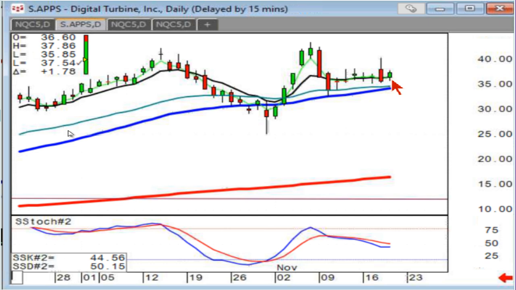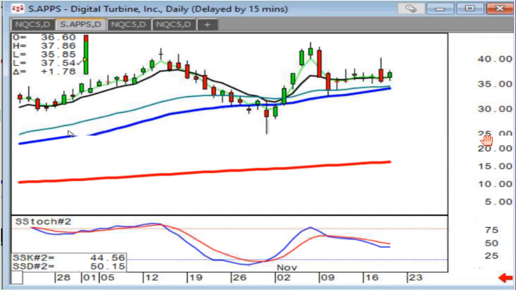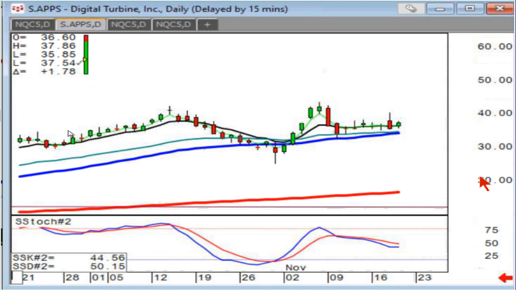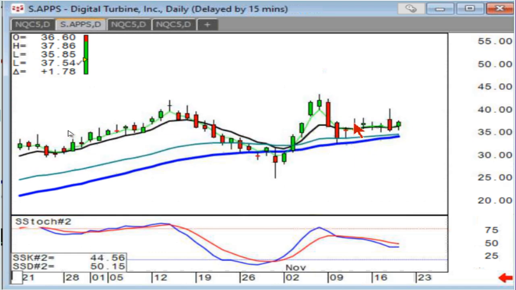Apps, yep. So now this is a nothing chart, no direction until you see which way they want to take it. And those dojis tell you that exact information. They don't know which way they want to take it.